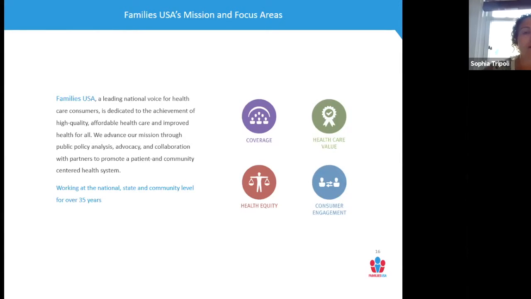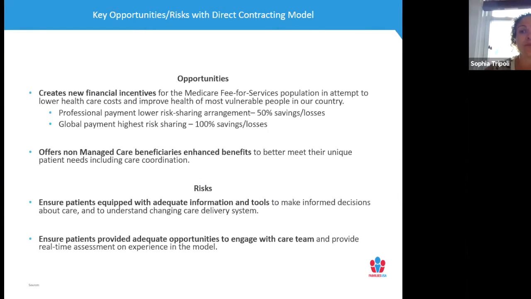So the direct contracting global and professional model, and Kristen, you can pop to the next slide, is something we see as a promising payment and delivery model that's working to bring new financial incentives to the Medicare fee-for-service population in an attempt to lower healthcare costs and improve the health of some of the most vulnerable people in our country. We're particularly excited about the track of this model that's really designed for high needs populations. So those with the most complex healthcare needs that are often falling through the cracks of the healthcare system.